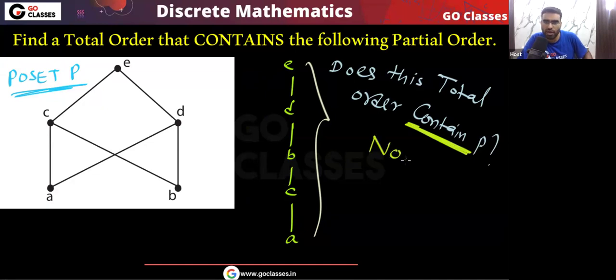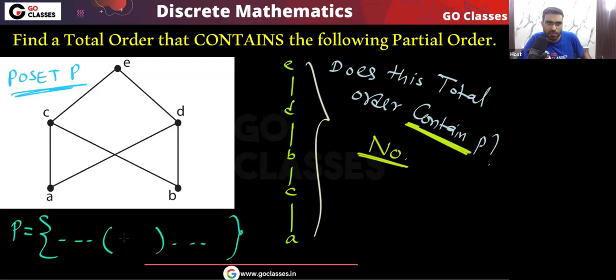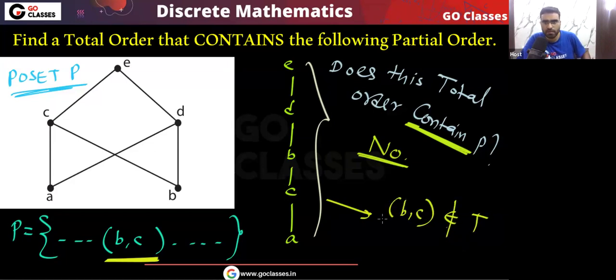The answer is no. Why? Okay, what is the reason? Because you can see in P you have many things, but you have this. In P you have B related to C. Agree with me? In P I have B related to C. Yes or no? Do I have B related to C here? Here you can see B related to C is not there. For example, this B comma C does not belong to this total order. Okay, let me call it T.